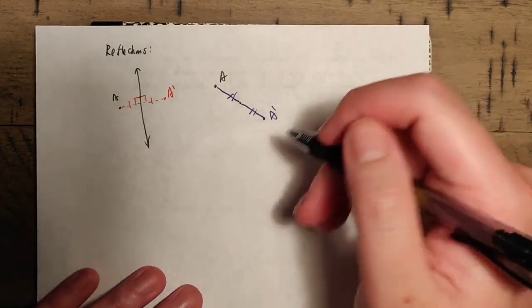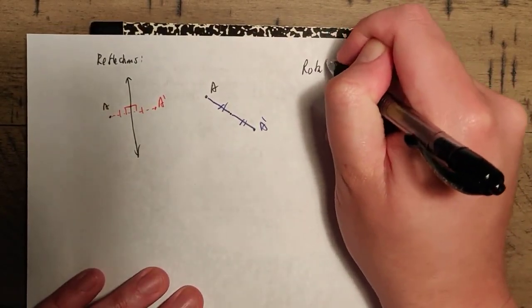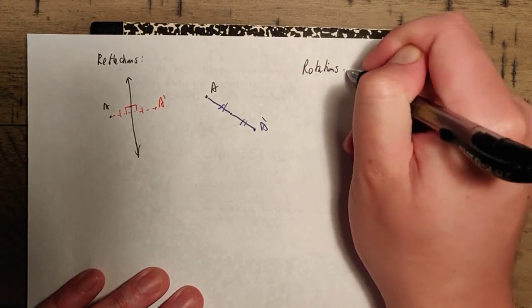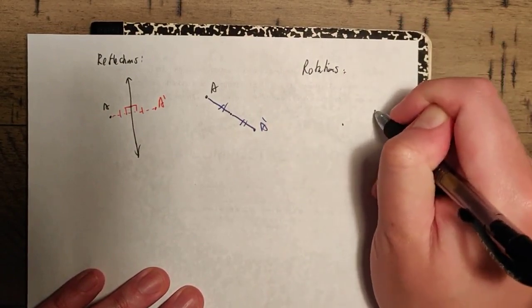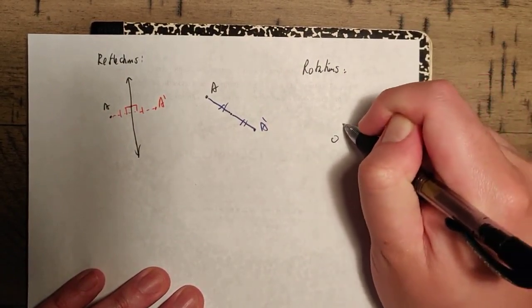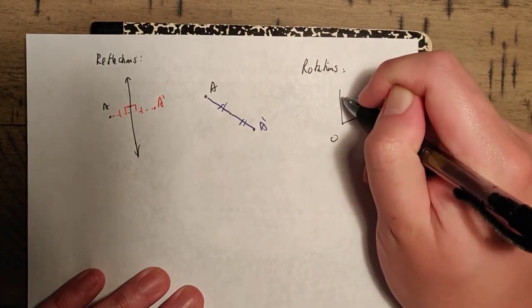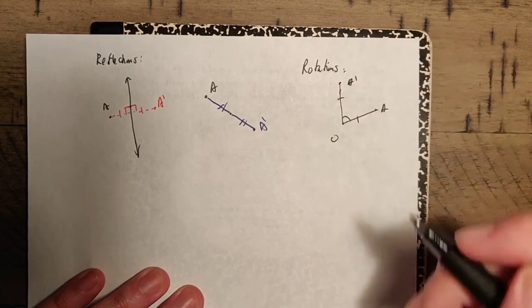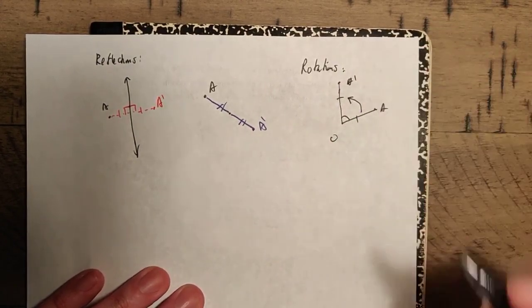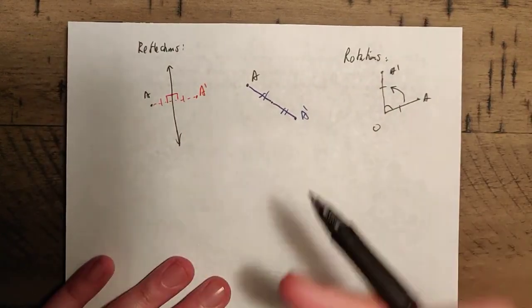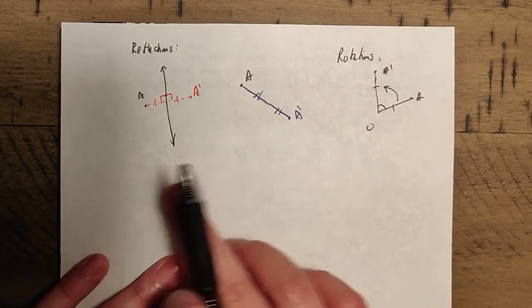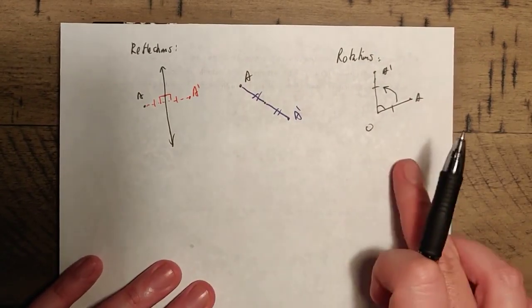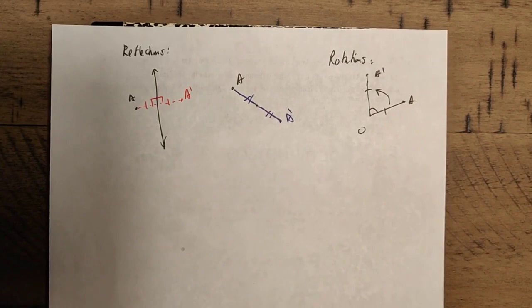We also talked about the idea of rotations. With rotations, it's just a matter of spinning an object around a point. We want to make sure that we have an angle, keep these angles the same, and then we end up with A prime over here. With a reflection, we had a flip, and here we had the same. We're flipping over a line, flipping over a point. Rotations, we're spinning.